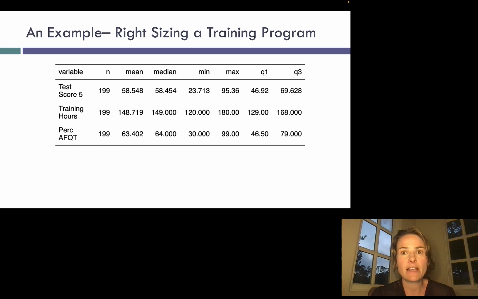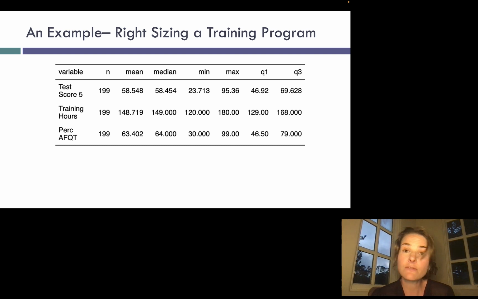The other reason you might have more or fewer training hours is because of extra help. So if you're struggling, they give you some extra training hours to help try to get you over that finish line. So for those people who are struggling, the extra training hours might help, but they probably started out with lower test scores in the first place.